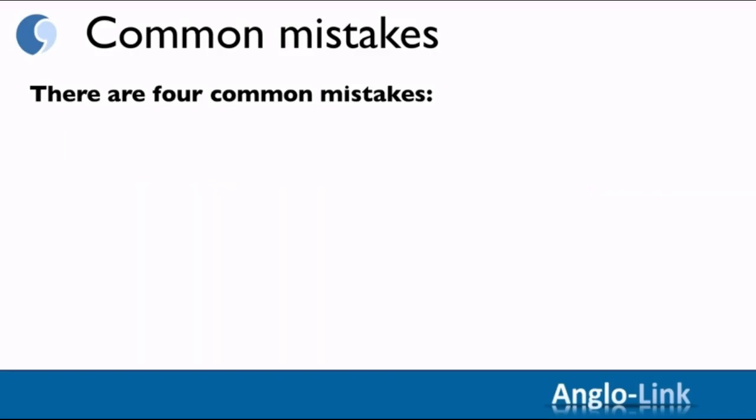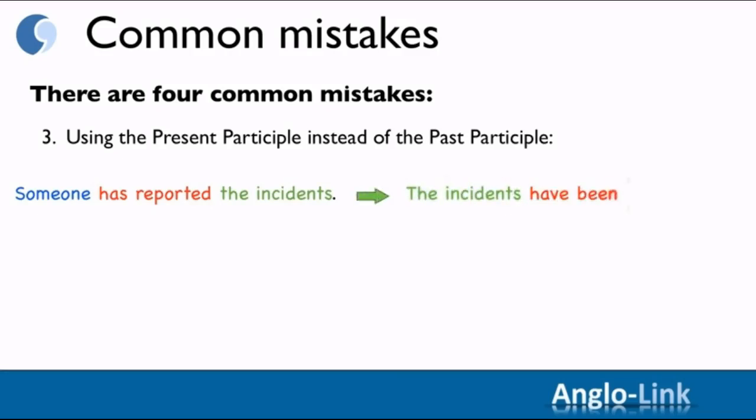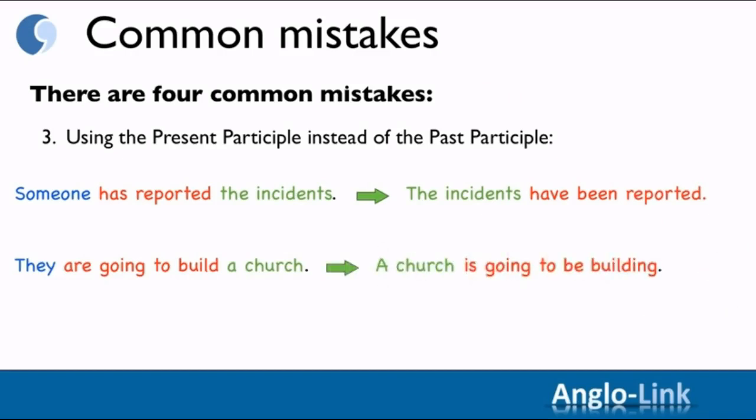Moving on to the third common mistake, and that is using the present participle instead of the past participle. Someone has reported the incidents. The incidents have been not reporting, but reported. Or they're going to build a church. The church is going to be not building, but built.